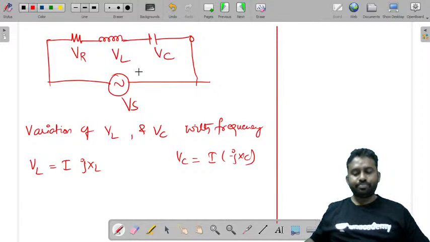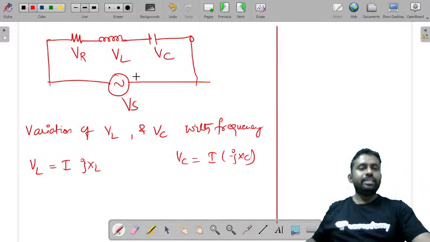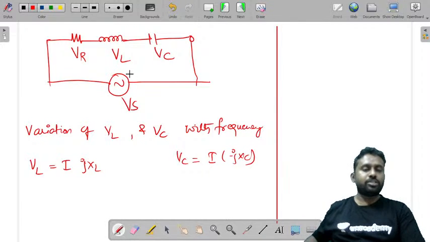Today we are discussing resonance continuation. In the previous session we have started resonance. So today we'll be discussing resonance quality factor specifically in today's topic.